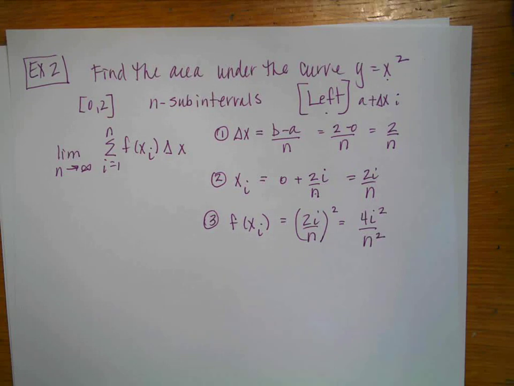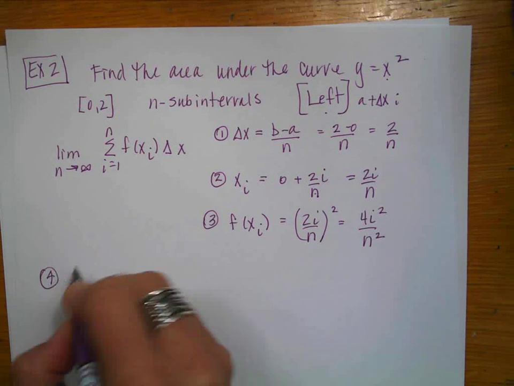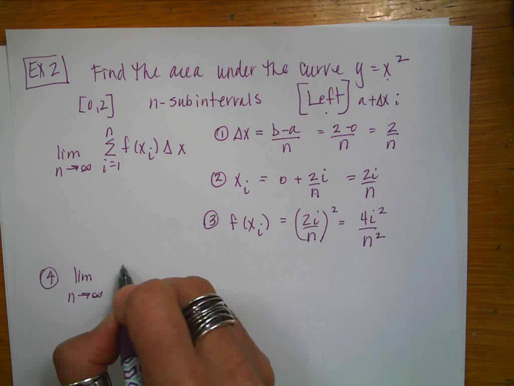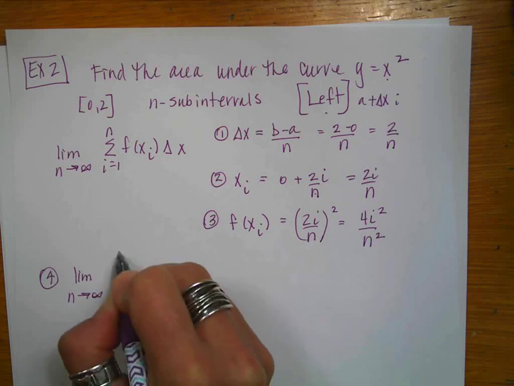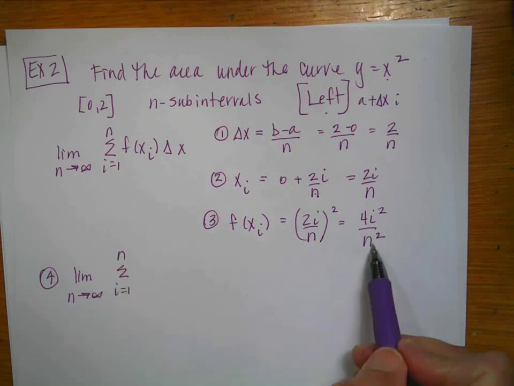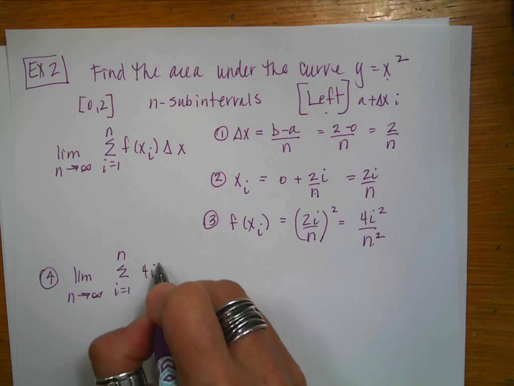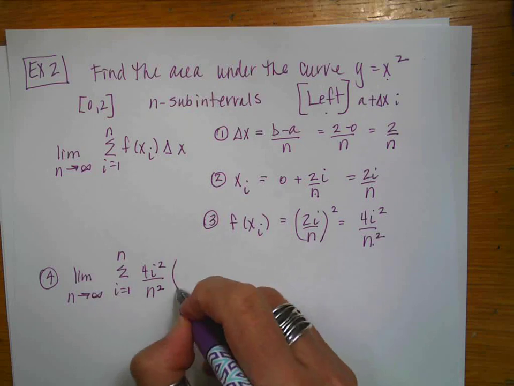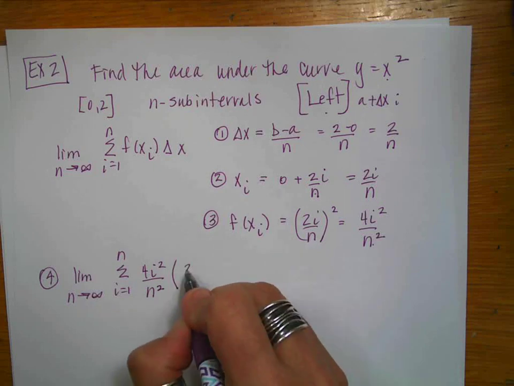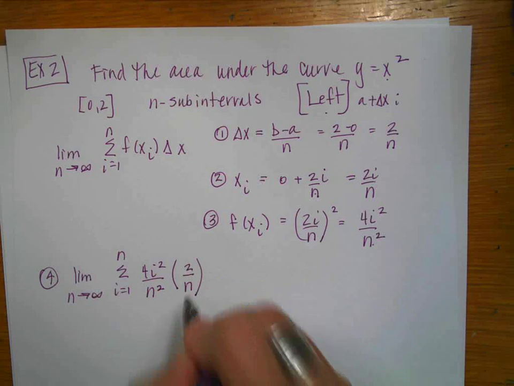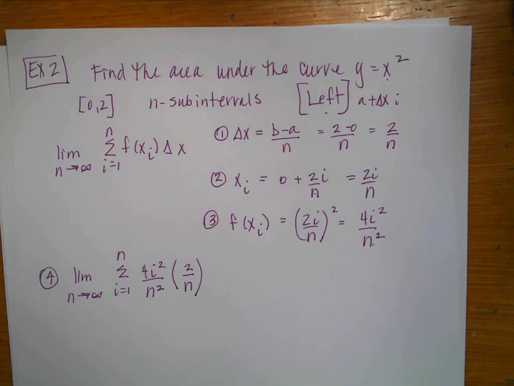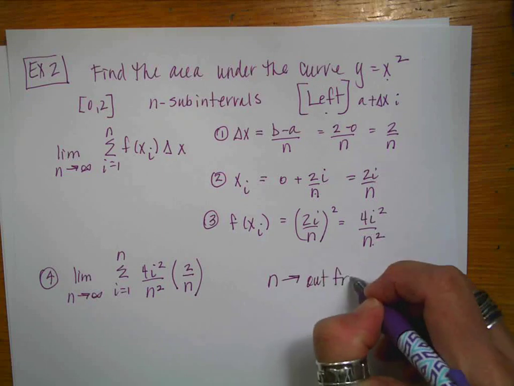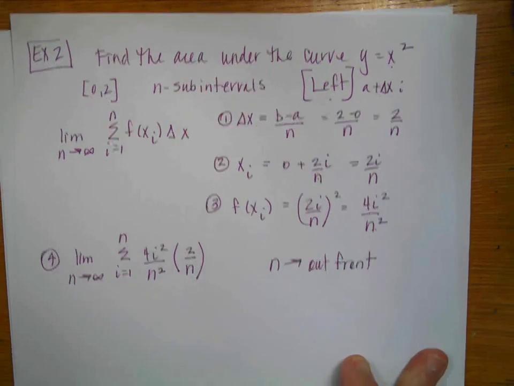So all of this is kind of your setup work as we get ready to start the problem. So as we start, the next thing that we're going to do is the limit as n goes to infinity of the sum from i equals 1 to n. My f of x sub i is 4i squared over n squared times delta x, which was 2 over n. Okay? So at this point of the process, n can go out front.